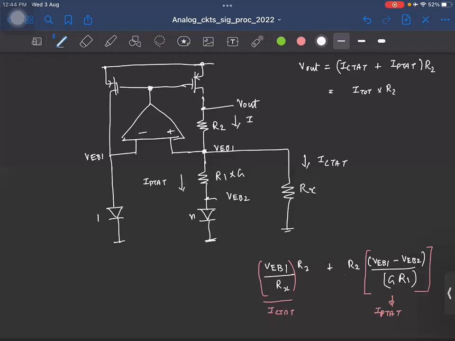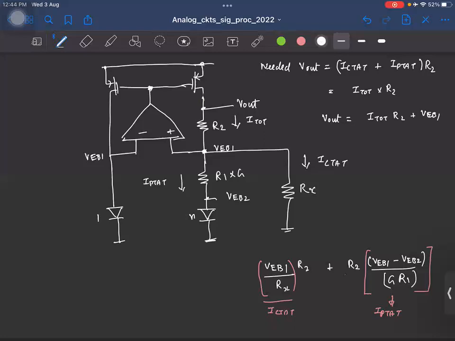This is the total current. But V out here in this circuit, this is what we need. Needed V out is this. In the circuit, V out is what? I total times R2, that is this drop, plus a VEB drop. Okay. So it's not completely done.